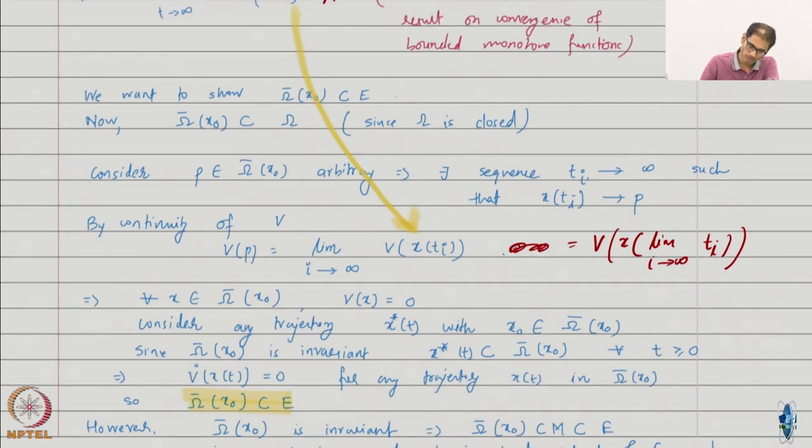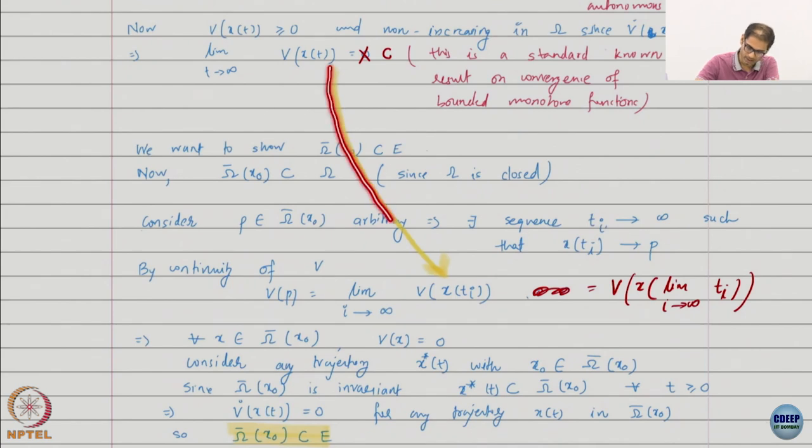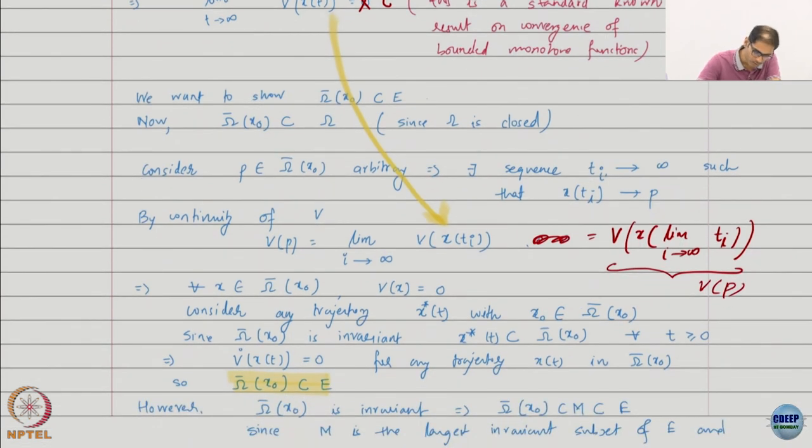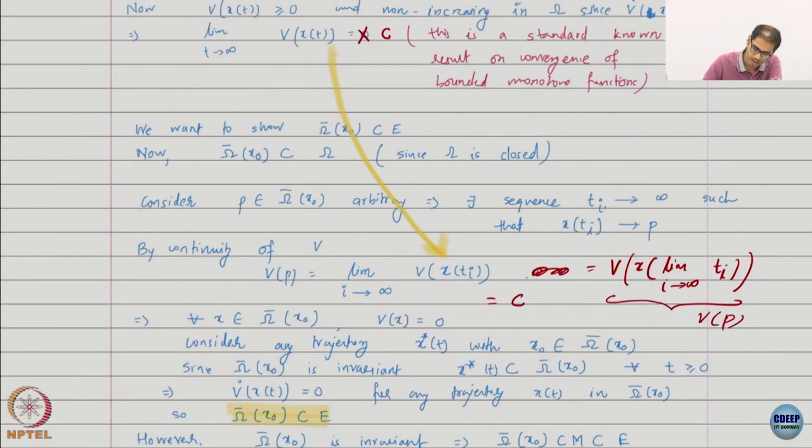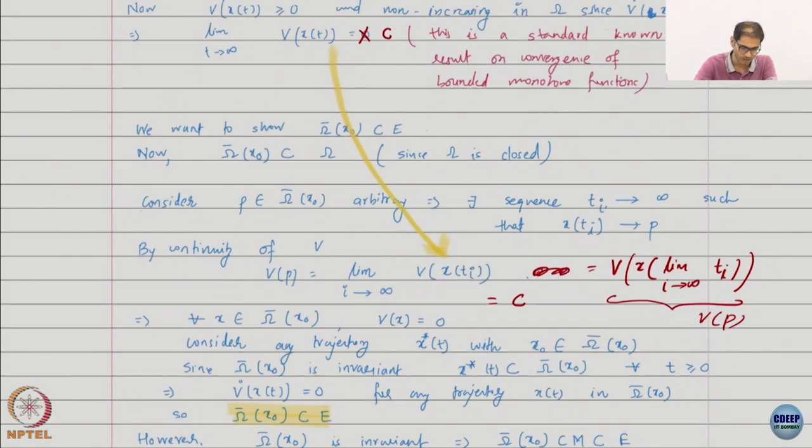And what do I know? From this result here, limit as t goes to infinity, that is v of p, right. This is actually v of p. Just take the limit here and this is just p inside by the definition here, and then v of p is this guy, and this is limit i goes to infinity v x t i, just by moving it outside. And this is equal to some constant, because of this result, by the monotone convergence theorem. This is actually a constant by the monotone convergence theorem.